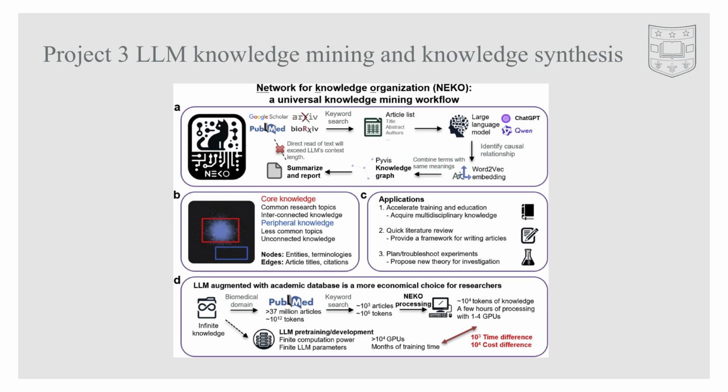The knowledge graph itself is structured to distinguish between core and peripheral knowledge. Core knowledge represents common and interconnected research topics, while peripheral knowledge includes less common, unconnected topics. This is represented graphically with nodes symbolizing entities or terminologies and edges illustrating relationships such as article titles or citations.